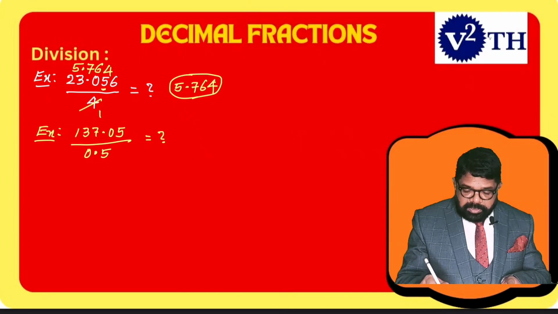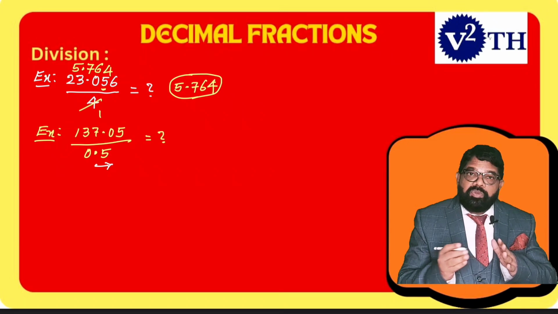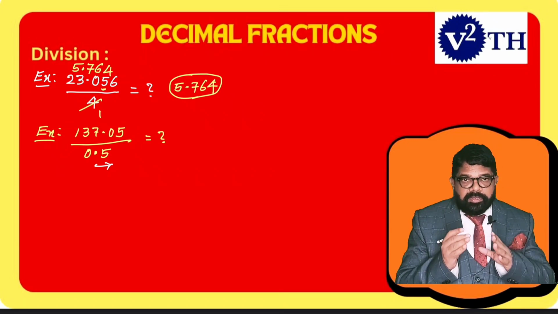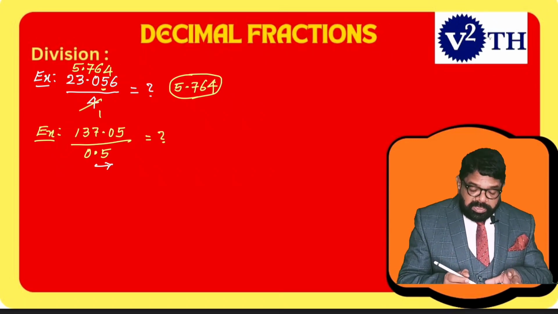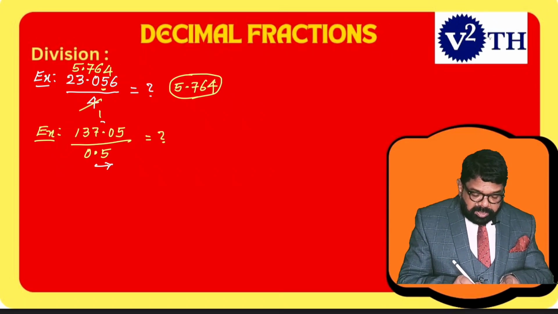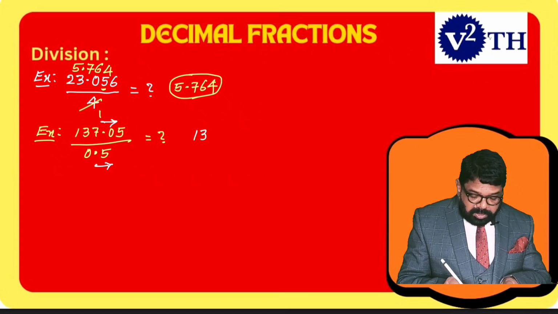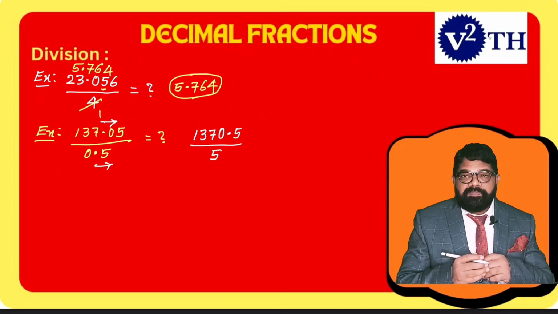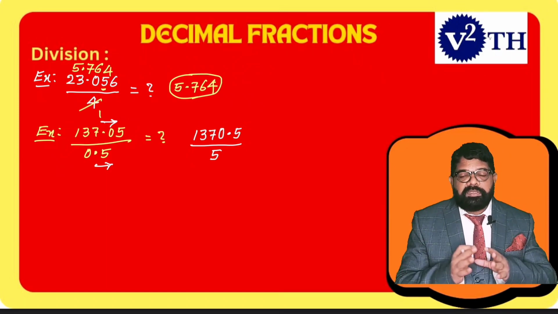So to remove the decimal in the denominator, what do you do? The decimal is shifted to the right 1 digit. Then only the decimal is removed in the denominator. In the numerator also the decimal is shifted to the right 1 digit. That you have to do as the first step. Now 1370.5. The decimal is shifted to the right 1 digit in the numerator, and in the denominator the decimal is shifted to the right 1 digit. The decimal gets cancelled. So always remove the decimal in the denominator. That is the first step.